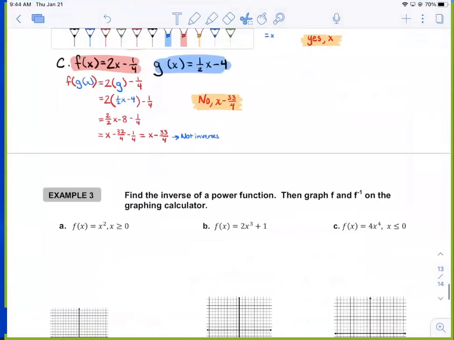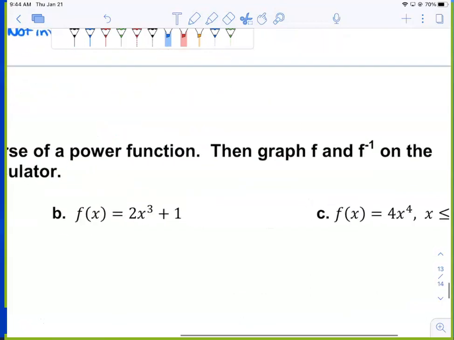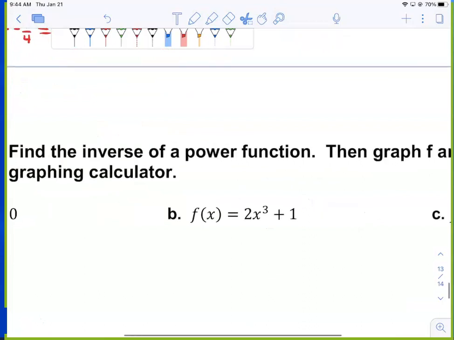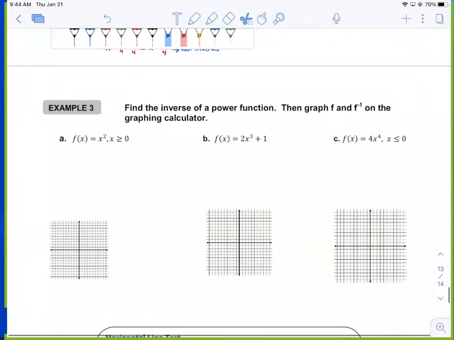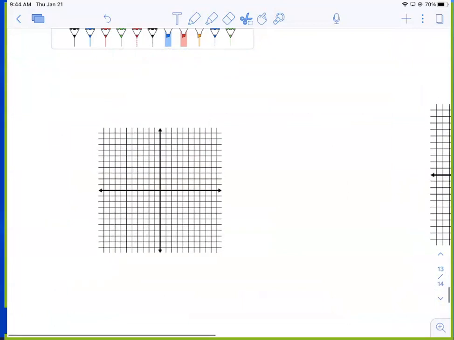So today we're going to talk about finding inverses of power functions, so functions that have an exponent. And then we're also going to graph f and f inverse on our graphing calculator, but I want to draw them down here then.